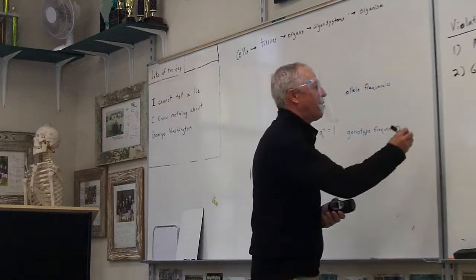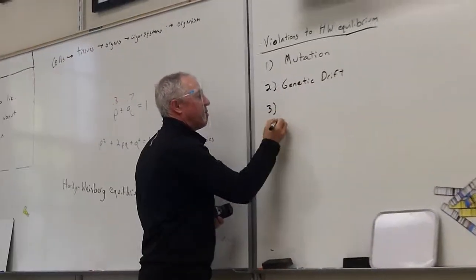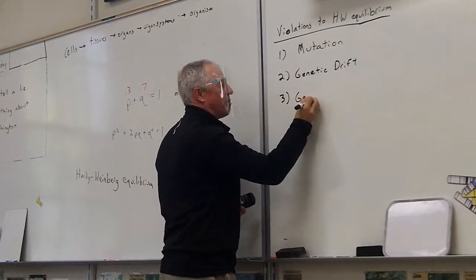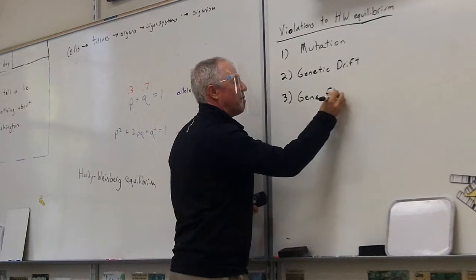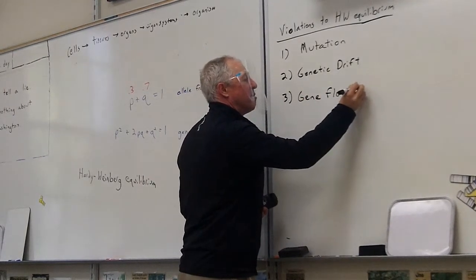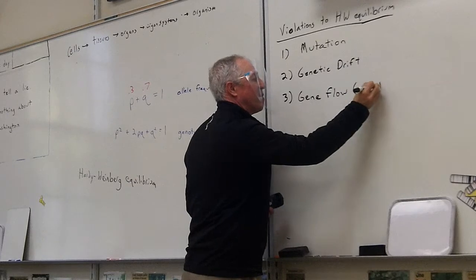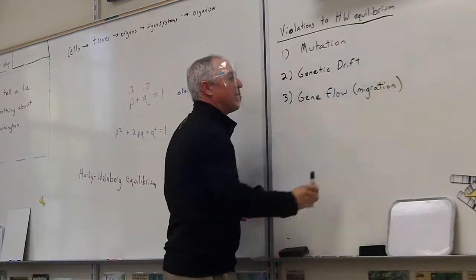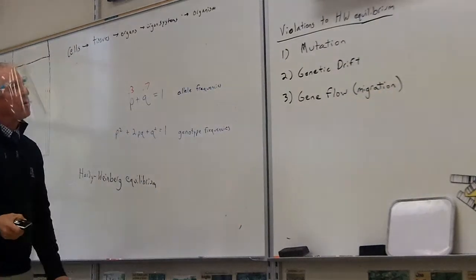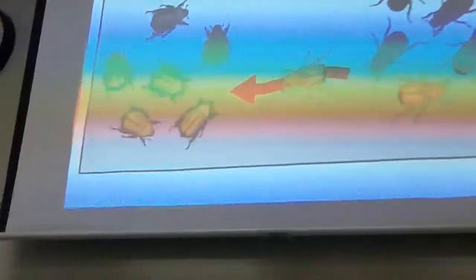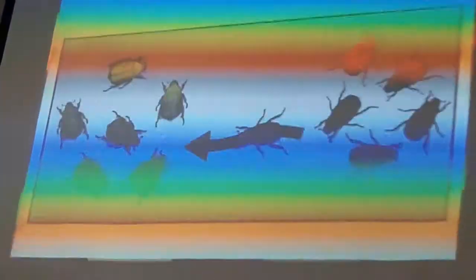Another one's called gene flow, also known as migration. Let's say green is recessive and brown is dominant. Here's a population of all recessives. Here's a population of all dominants.